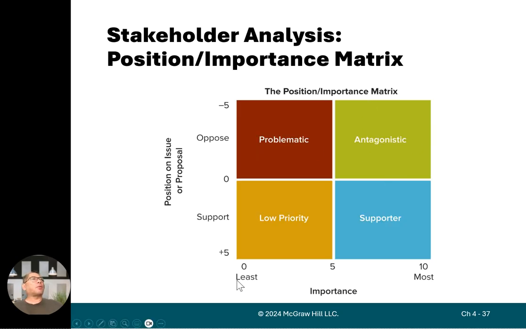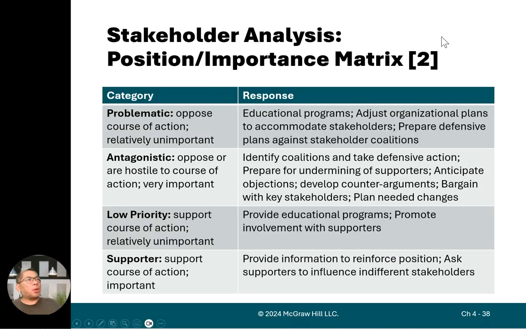This is a good example of it. Importance: low priority, antagonistic here, problematic here, supporter here. In the position-importance matrix, problematic stakeholders are opposed to the course of action but relatively unimportant, so for example, in the project, provide educational programs, adjust the operational plan to accommodate stakeholders, and prepare defensive plans against stakeholder coalitions. Antagonistic stakeholders are opposed or hostile to the course of action and very important, so identify coalitions and take action. Prepare for undermining, anticipate objections, develop counter arguments, bargain with the key stakeholders.